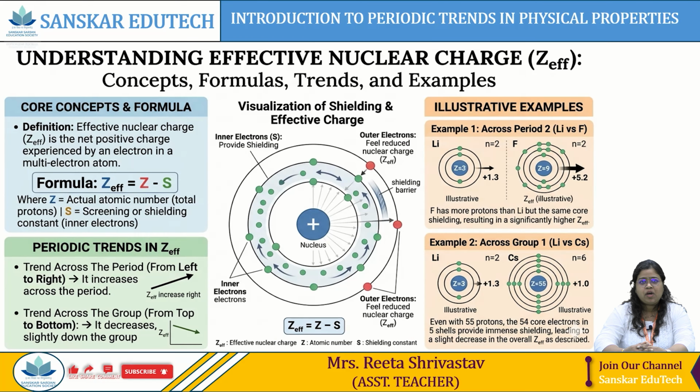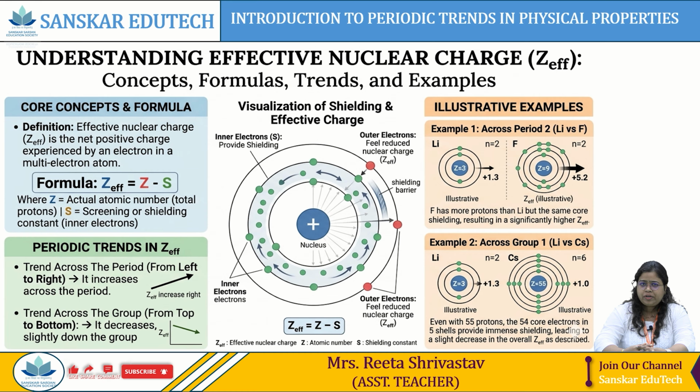First we discuss the effective nuclear charge. Effective nuclear charge is also denoted by Z effective. It is the net charge experienced by an electron in a multi-electron atom. Now the formula of Z effective is equal to Z minus S, where Z equals the atomic number and S equals the screening effect of atoms.